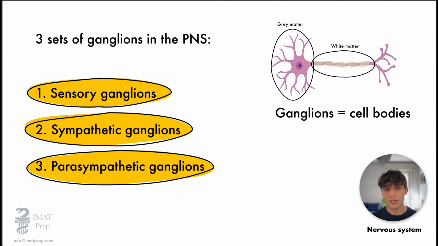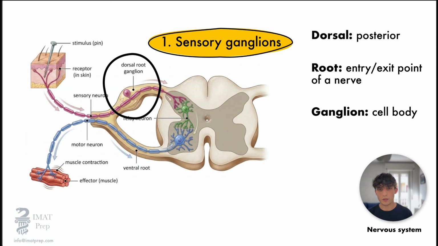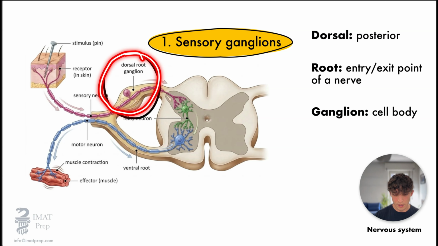What are these 3 sets of ganglions that we can find in the peripheral nervous system? These are sensory ganglions, sympathetic ganglions, and parasympathetic ganglions. Now let's try to understand these. First of all, let's start with sensory ganglions, because this is something that we have seen multiple times today in this lesson, but perhaps you might have overlooked it. We have seen a type of ganglion before. We have seen in this image many times the dorsal root ganglion.